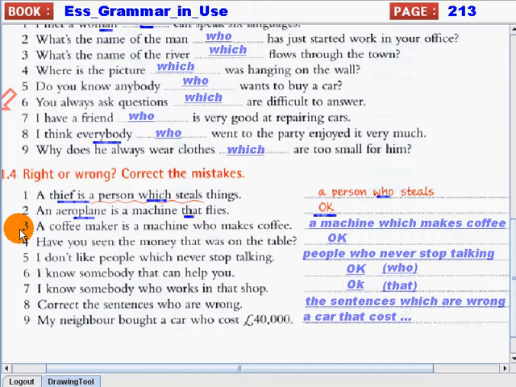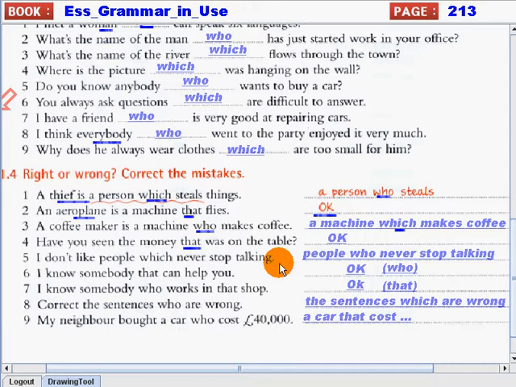Number 3, a coffee maker is a machine who makes coffee. Do you think that's right? Of course not. It should be a coffee maker is a machine which makes coffee. Well, if your answer is that, the word that is also correct. A coffee maker is a machine that makes coffee. Okay, it counts. Number 4, have you seen the money that was on the table? We used that here. Okay, so it's okay.